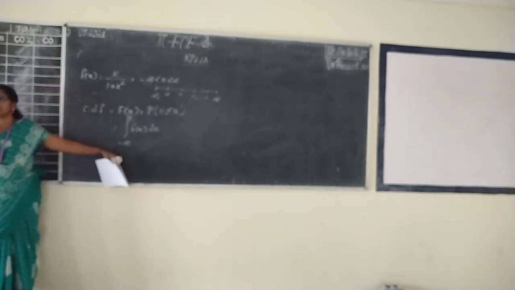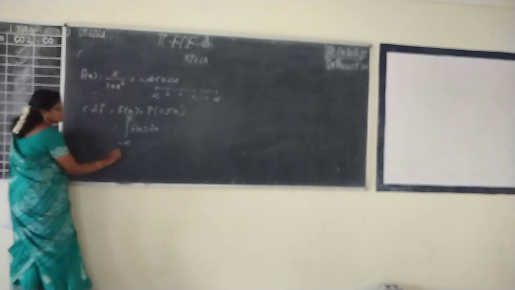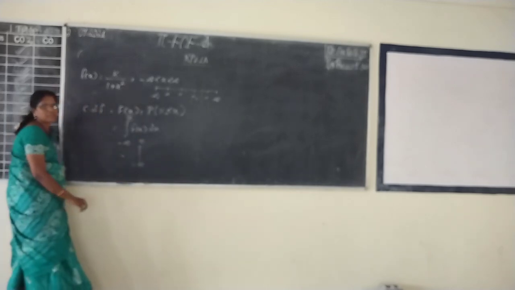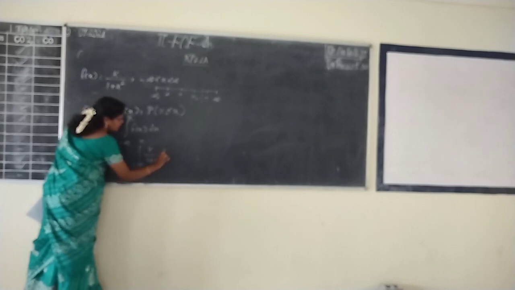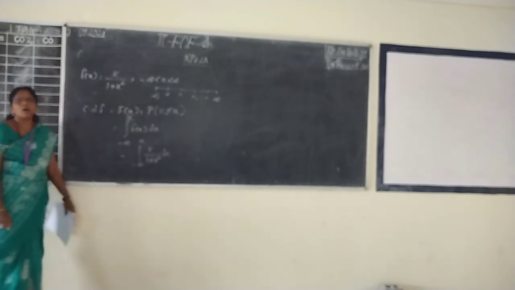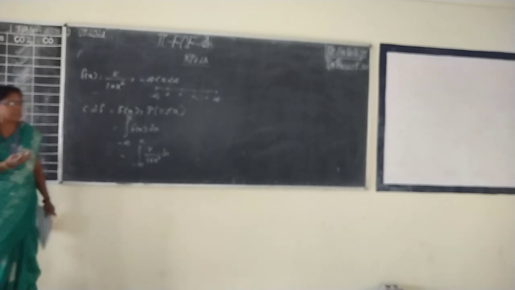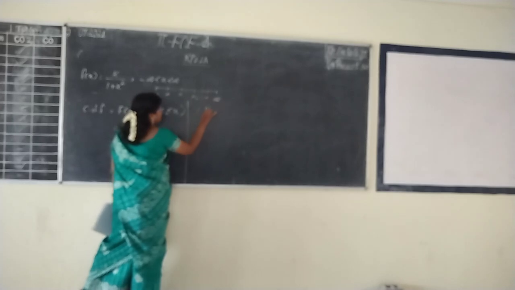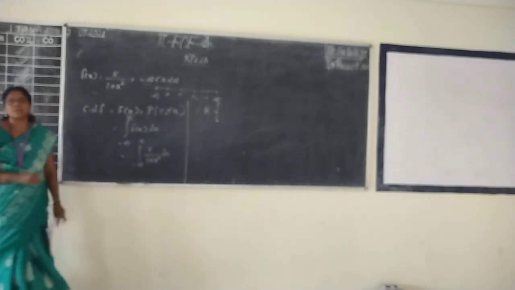So substitute your f of x in the integral. Integral from minus infinity to x. What is f of x? K by 1 plus x square into dx. How do you integrate? Is K a variable or a constant? Constant. Take it outside the integration. What is the integral of 1 by 1 plus x square?